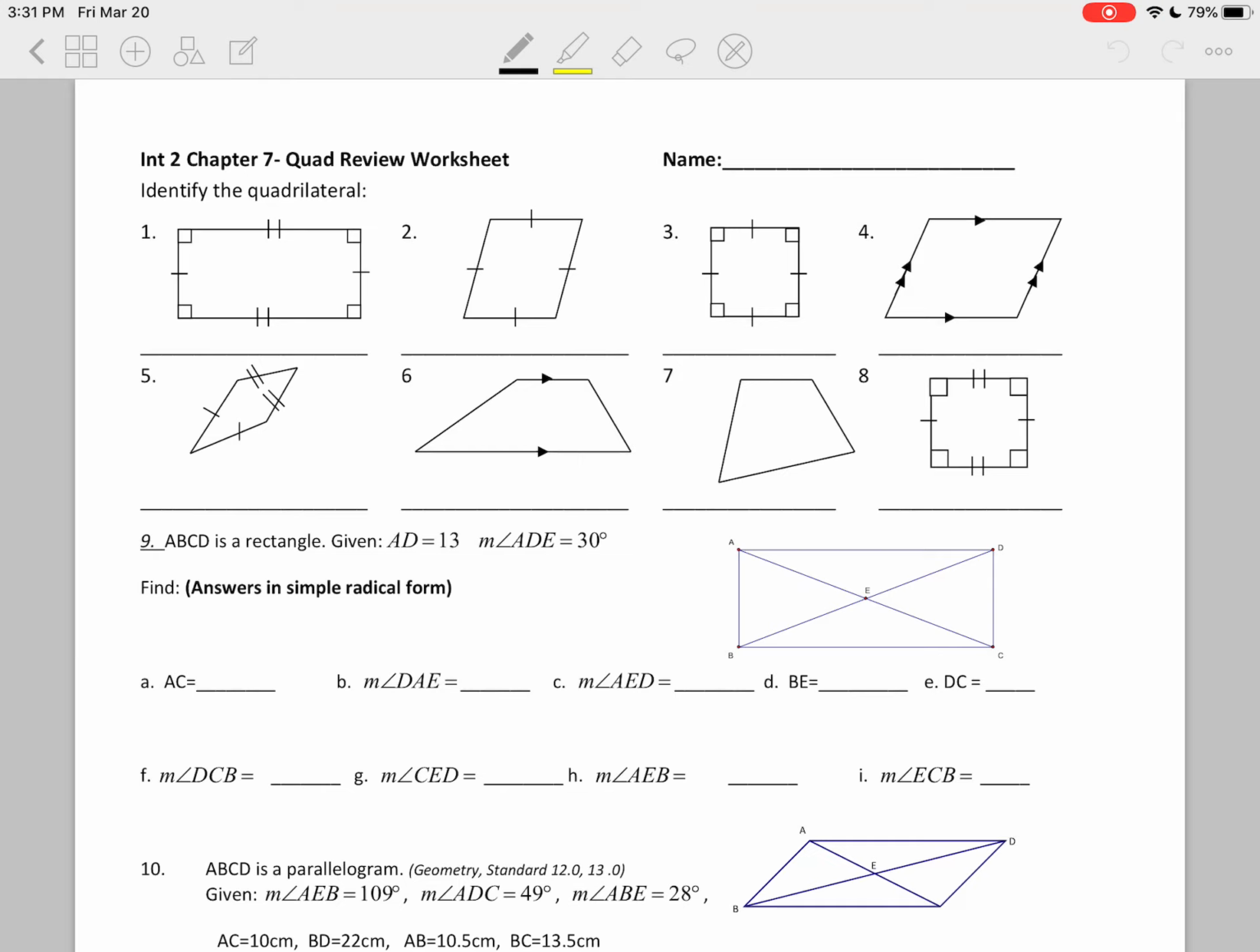So if I look at this quadrilateral number 1, it has 4 right angles and opposite sides are equal. That makes it a rectangle. Number 2, all you have marked is that it has 4 congruent sides. That makes it a rhombus. Number 3, 4 congruent sides and 4 90-degree angles. Makes it a square. And in number 4, you have just parallel, opposite sides are parallel. So that's a parallelogram.